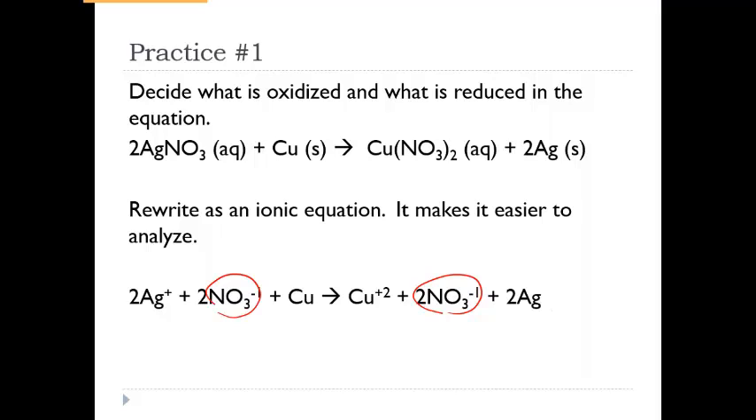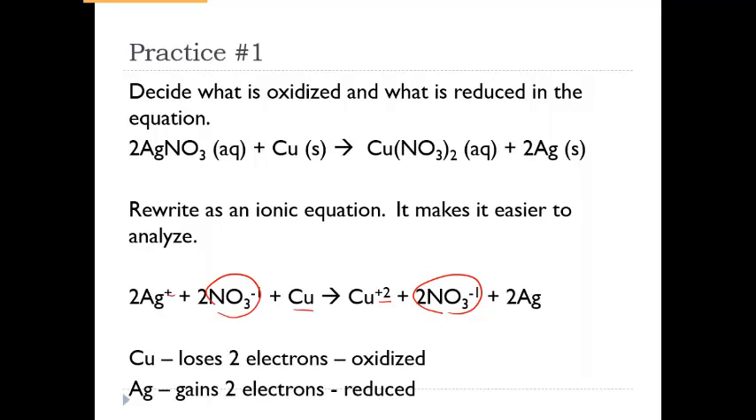And because of that, we would say if it's gained electrons, then it has been reduced, because its oxidation number has gone from a plus to a nothing. And then you have copper, which had no oxidation number, going to having a higher oxidation number. That means it's lost electrons, so it's been oxidized. So copper lost 2 electrons, it's oxidized. We have silver gaining electrons, and so it has been reduced.